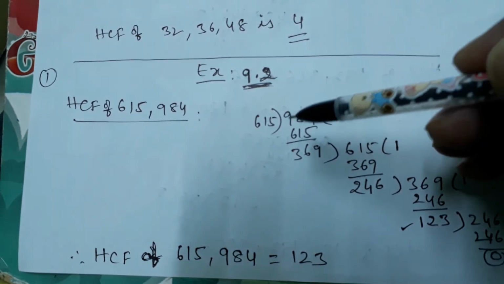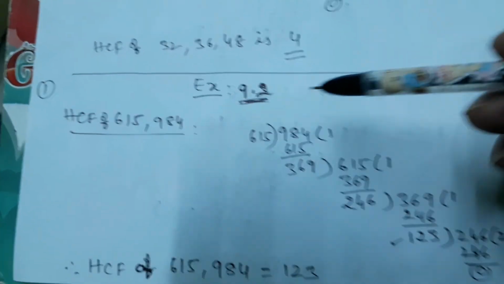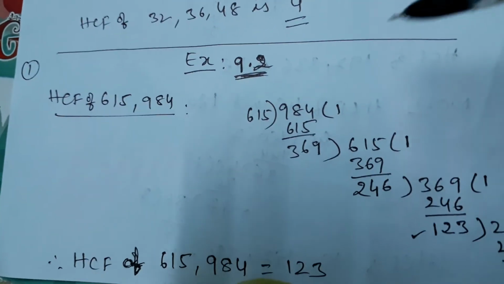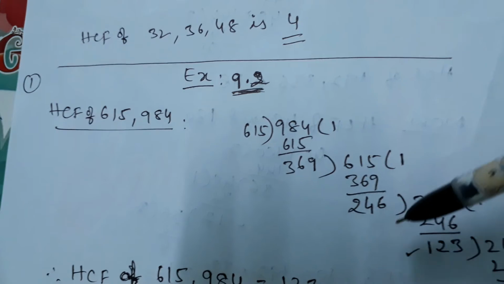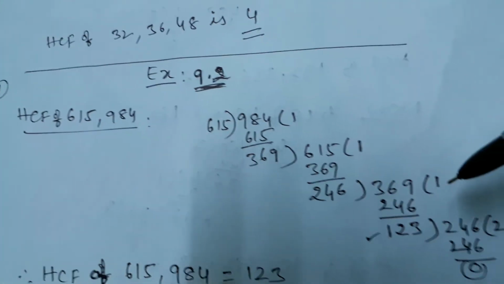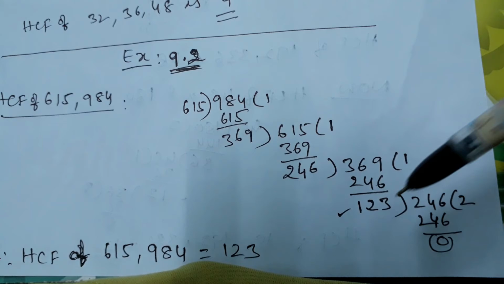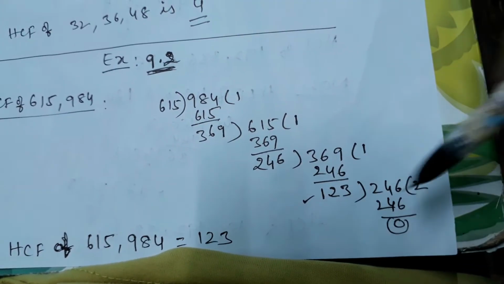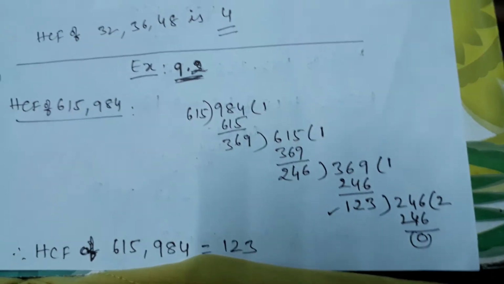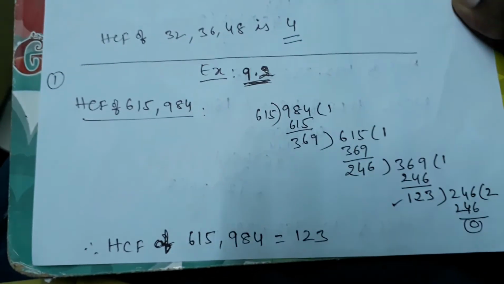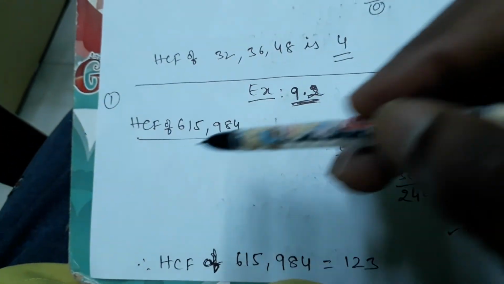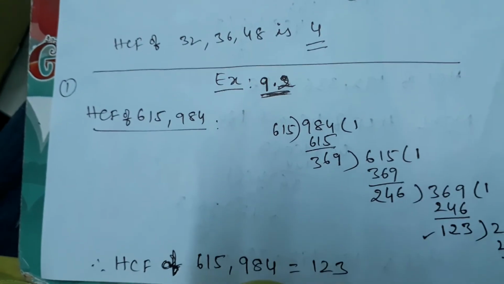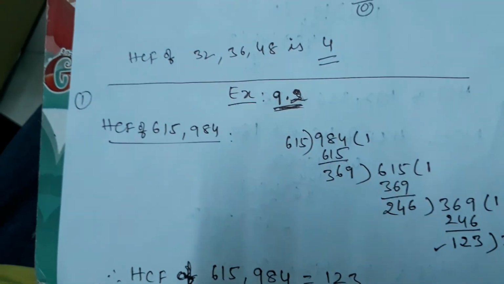See, divide once again 615 and 984. 984 divided by 615, then you get a remainder. With that remainder, divide the divisor again, and you get a remainder again. With this remainder, divide its previous divisor. Go on dividing until you get remainder 0. Now you got remainder 0, so the final divisor is the HCF of the given numbers 615 and 984. The final divisor is 123, and that is the HCF of 615 and 984.